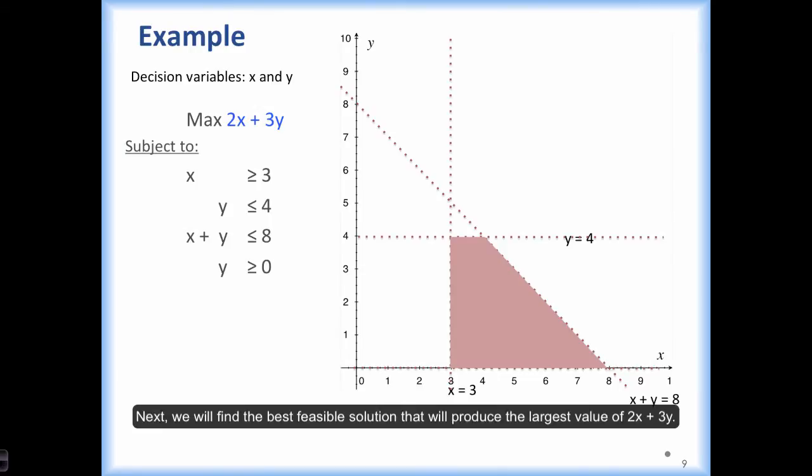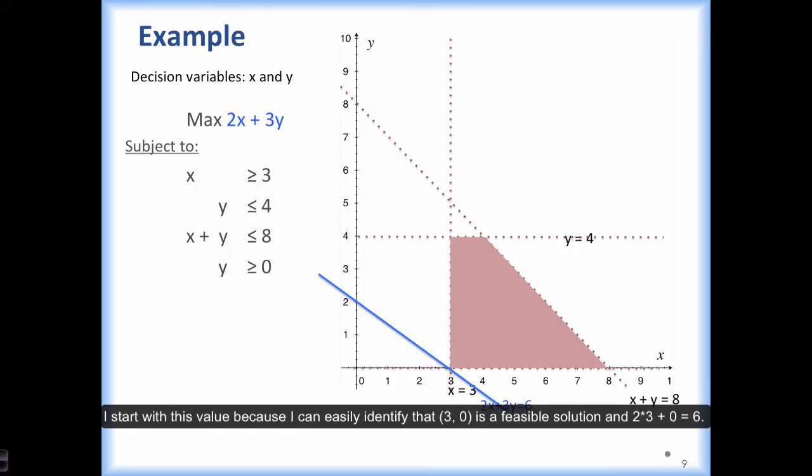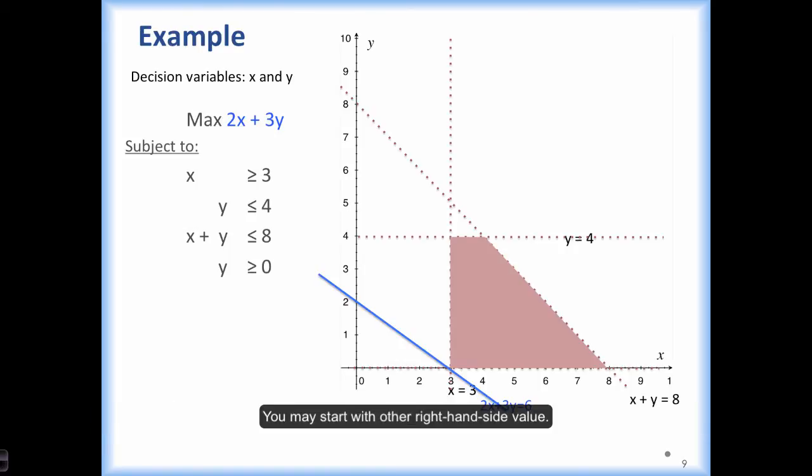Next, we will find the best feasible solution that will produce the largest value of 2x plus 3y. We start by drawing a line that has the same slope as the objective function. And we can start with 2x plus 3y equal to 6. I start with this value because I can easily identify that (3, 0) is a feasible solution, and 2 times 3 plus 0 equals 6. You may start with another right-hand side value.